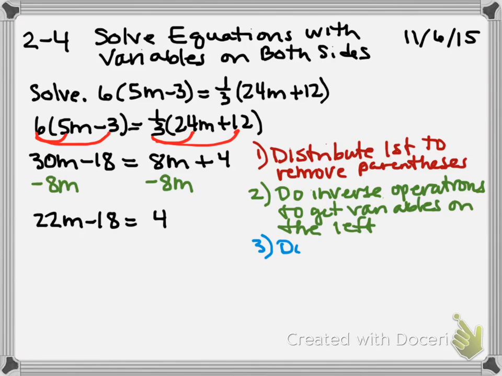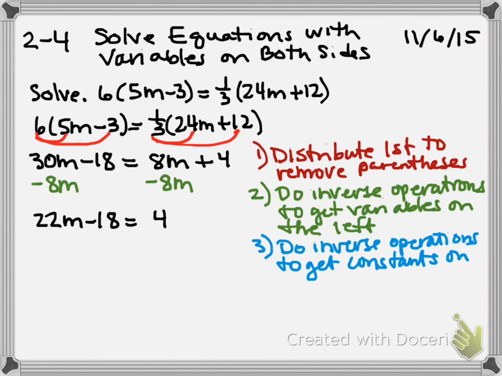Okay, so we're going to do inverse operations to get constants on the right. And adding 18 to both sides is what we need to do. That gives us 22m equals 22. All right, now what?